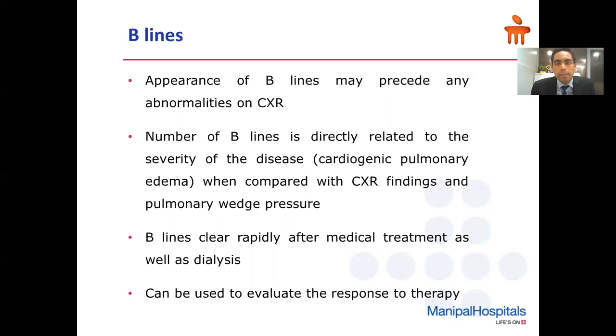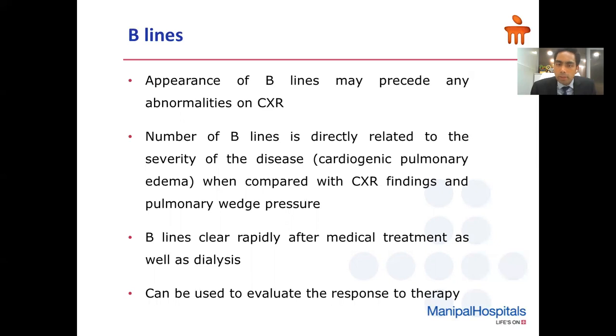Important thing about B lines is it's very sensitive. You will be able to see B lines much before the abnormalities are seen on chest X-ray, and also the number of B lines is directly related to the severity of the disease. For example, in cardiogenic pulmonary edema, the more severe the pulmonary edema, the more B lines you will see. And it is very sensitive to the change as well.